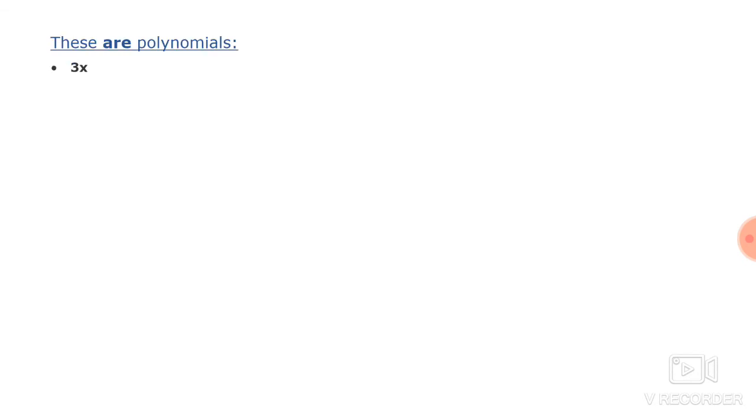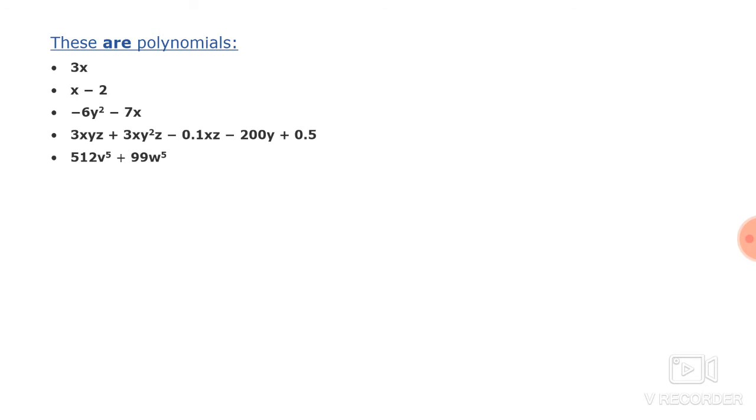Here we have some examples. 3x, this is a polynomial. x minus 2, this is also a polynomial because the exponent on the variable is a positive integer. Same happens here. This one is also a polynomial because all the variables have positive integers as their exponents. In this example, we have just 5 with no variable. When we have a term which does not have a variable, it means we have a variable there with exponent equal to 0. So this is also a polynomial, which is called a constant polynomial.